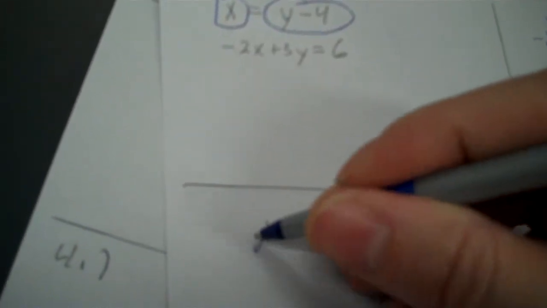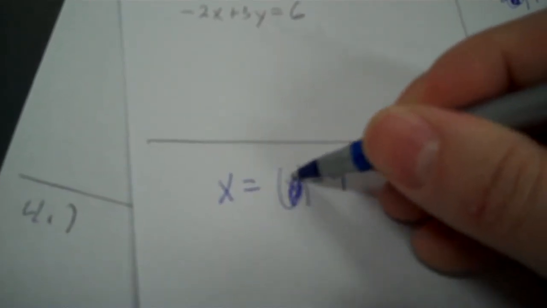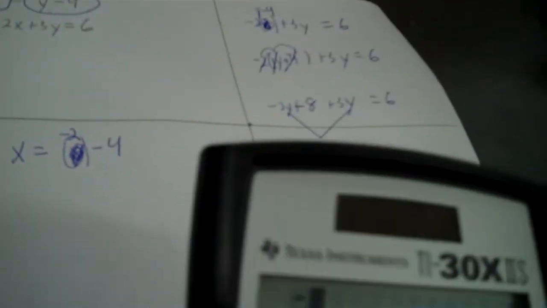Now find your x. Well, it makes sense to use one where the x is by itself, so we get rid of our y, and we put -2. -2 minus 4 is -6.